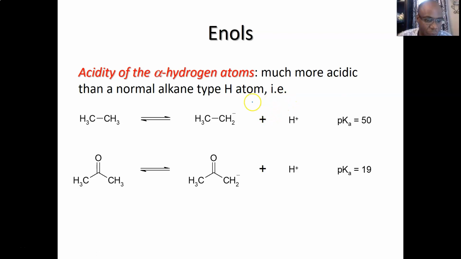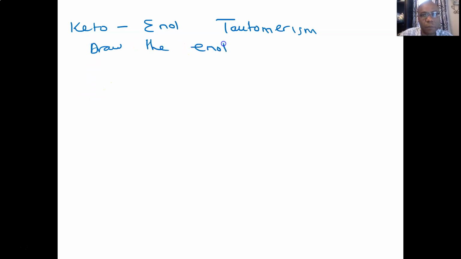Okay, now before we talk about this, let's give some examples of keto-enol tautomerism. So if I ask you to draw the enol form of this structure. So let's say number 1, what is the enol form of this structure?